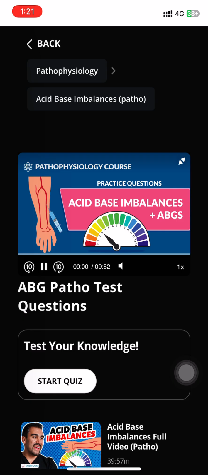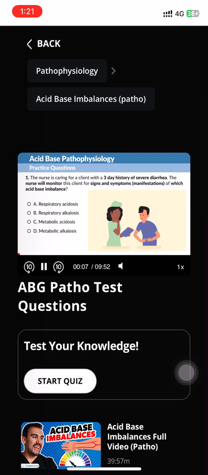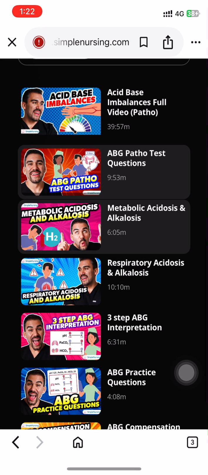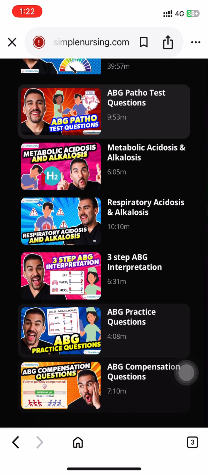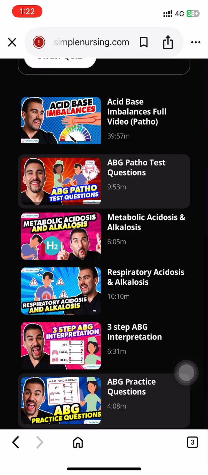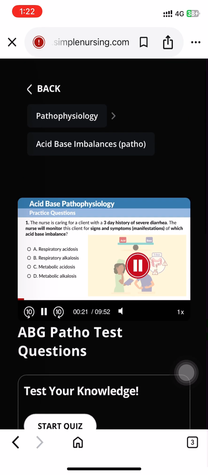Now, switching gears to the practice questions on acid-base physiology. So, number one, the nurse is caring for a client with a 3-day history of severe diarrhea. The nurse will monitor this client for signs and symptoms or manifestations of which acid-base imbalance. So go ahead and pause the screen and try your best to answer this question in about 60 seconds or less.